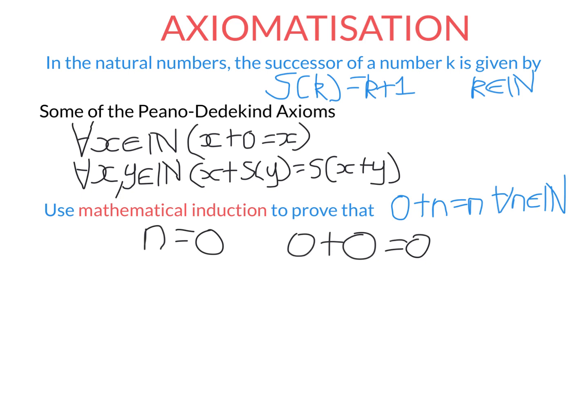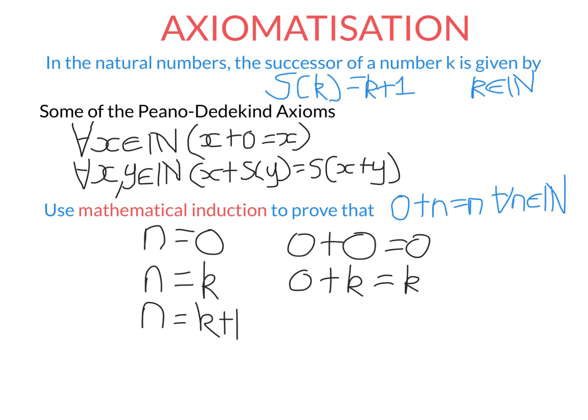The next step is we assume that it's true for n equals k, where k is some natural number n. So what we're doing is we're assuming that 0 plus k equals k for some natural number k. K could be 3, 5, 9, whatever, it doesn't matter. Now what we have to show is that if it's true for n equals k, then it must be true for n equals k plus 1.